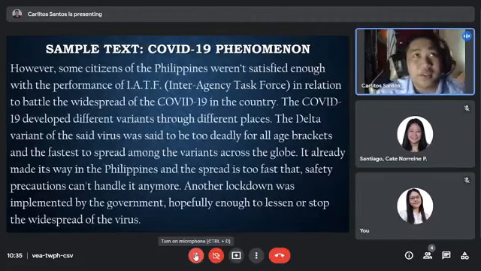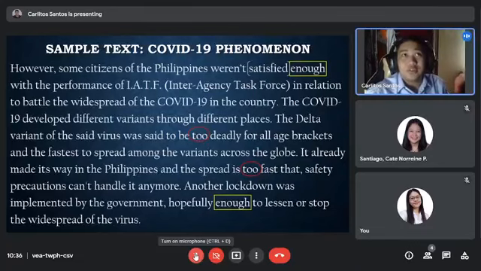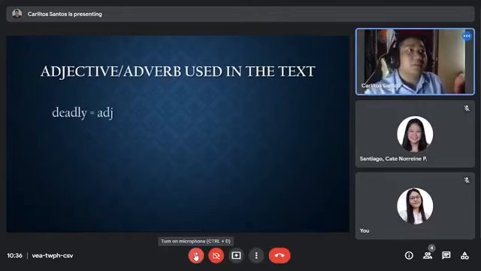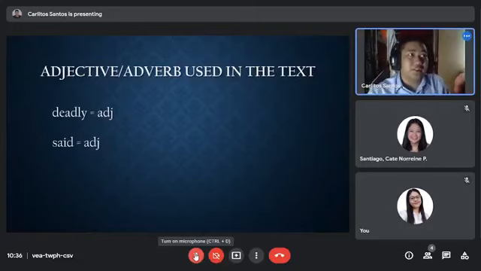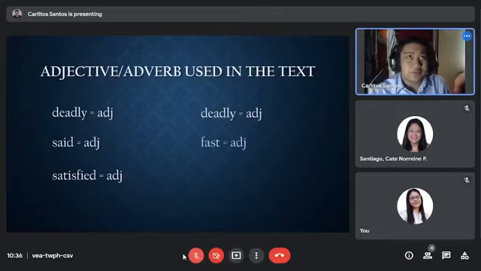Thank you, Miss Santiago. Again, here are the too and enough words that are supported by the brackets: satisfied, deadly, fast, and hopefully. So here are the adjectives and the adverb used in the text. We have deadly as an adjective, satisfied as an adjective, deadly another adjective, fast, and hopefully as an adverb.